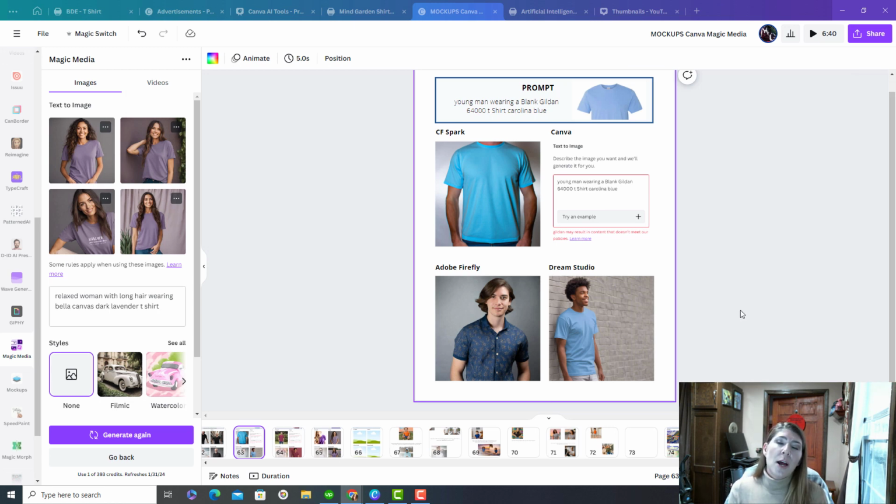So in this video, I'm covering using brands and colors in my image prompts when I'm generating these mock-ups using artificial intelligence. The first one I did is a Gildan 6400 in the color Carolina blue. So you can see the color is up here. I'm using Creative Fabrica Spark, Canva Magic Media, Adobe Firefly, and DreamStudio. And you can see that the only one that got this right was DreamStudio, and I think it's an exact match.